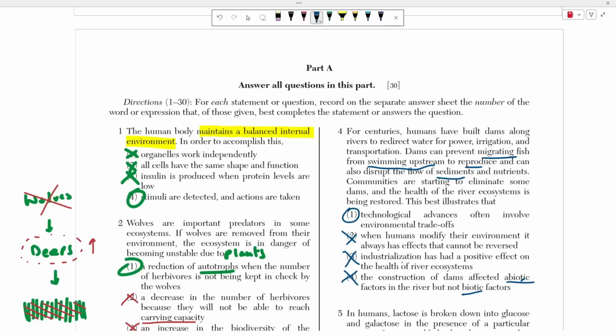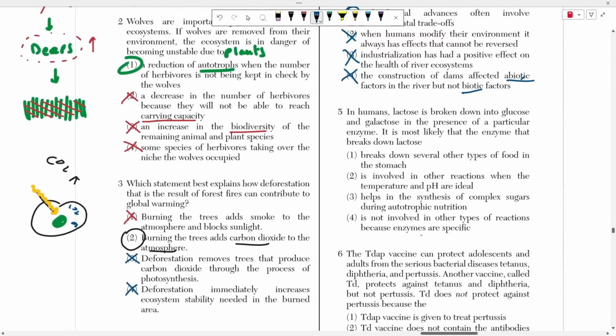So number 5 says that in humans, lactose is broken down into glucose and galactose in the presence of a particular enzyme. It is most likely that the enzyme that breaks down lactose does what? Well, it's most likely that it's not involved in other types of reactions because enzymes are specific. Okay? That is a very, very important property of enzymes that everyone needs to remember. Enzymes are very specific to one function.